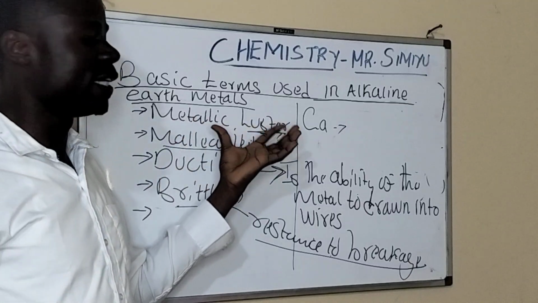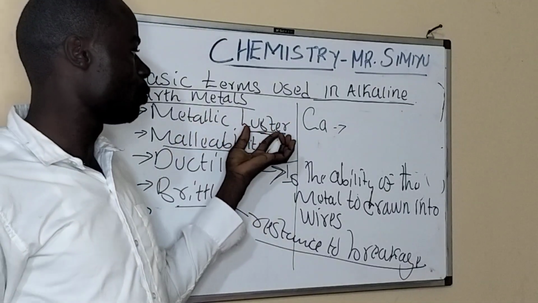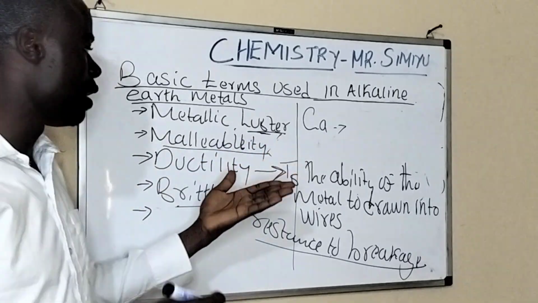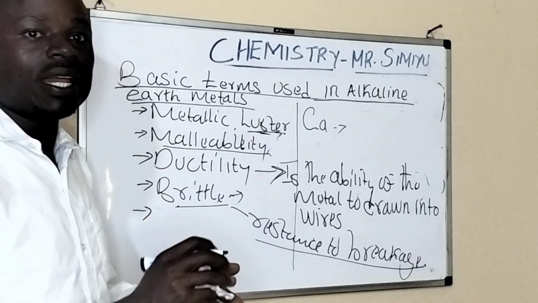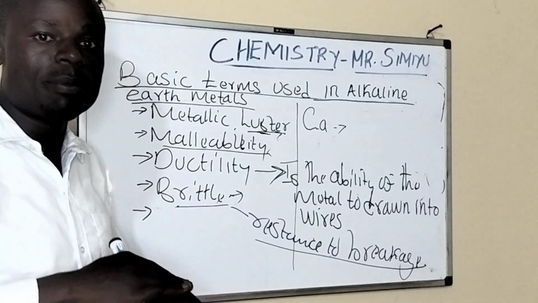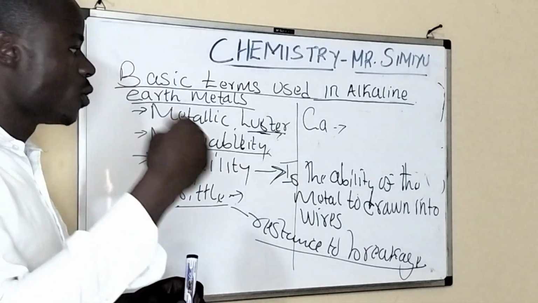Metallic luster: we have said that when these metals are exposed to air, they get oxidized. They form an oxide layer. So that oxide in calcium and magnesium needs to be polished before it reacts, because that oxide will hinder the reaction.